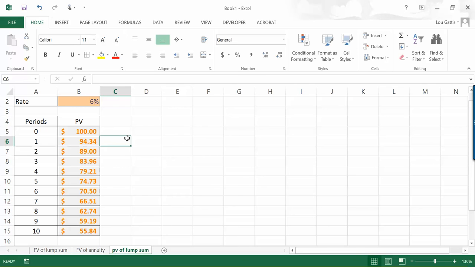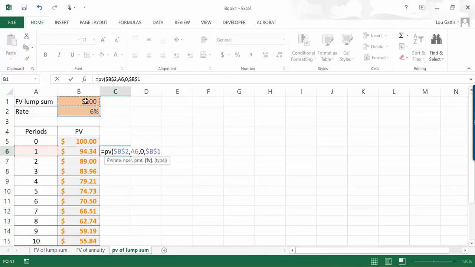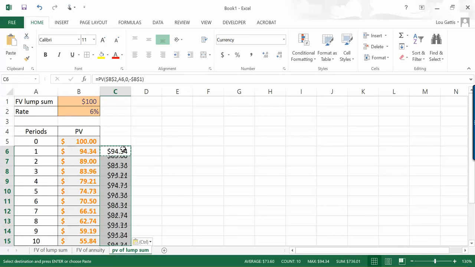Now we could have done our PV function. So I could have said equals PV, 6%, period 1, no payment, remember payments are recurring, and a future value of $100, anchor that. And I'll make that future value a negative sign. And I could have done it that way. All right, and I could graph that.